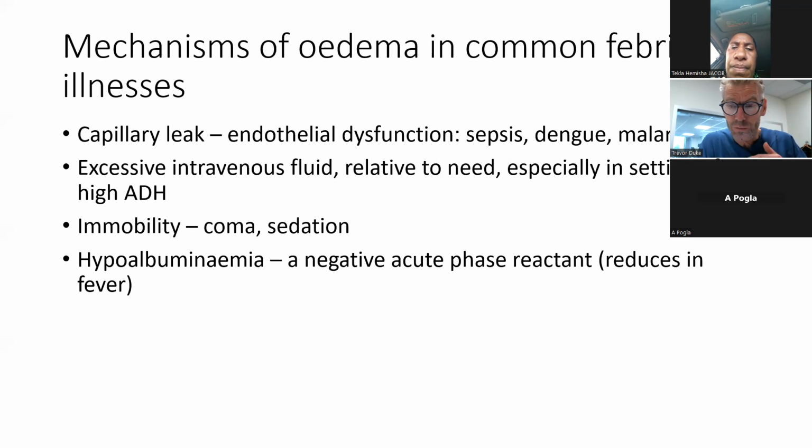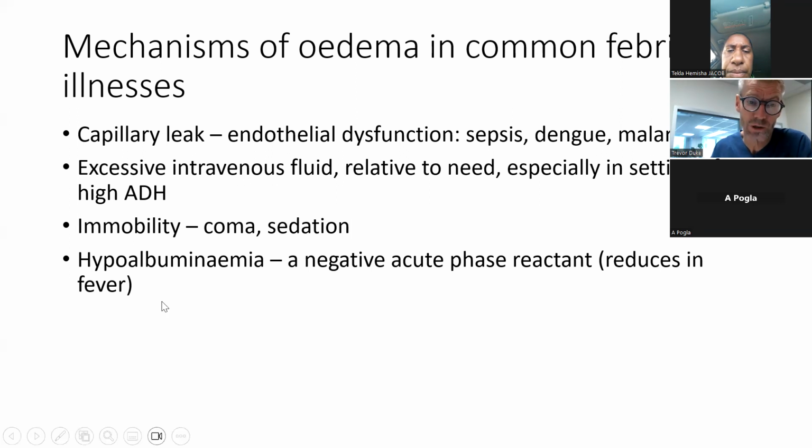The most important cause that we can affect, I think, in children with severe febrile illnesses is not giving excessive intravenous fluid. A common cause of edema in children with febrile illnesses is they receive excessive intravenous fluid relative to the amount that they actually need. Many children with pneumonia or bronchiolitis or meningitis have high levels of antidiuretic hormone, and that causes us to retain more water. And then when you give normal maintenance fluid to those children, they'll become edematous because they can't pass that water freely in their urine.